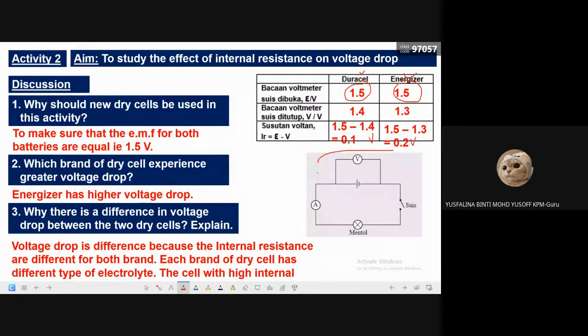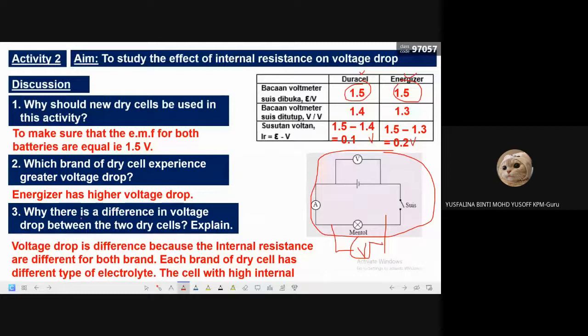And remember the connection of the voltmeter, right? When you want to investigate the internal resistance or the electromotive force, remember again, the voltmeter has to be parallel to the battery. For Ohm's law, it must be parallel to the bulb, using a constant wire. Okay, so it says here, which brand of the dry cell experiences a greater voltage drop? Of course, the Energizer, 0.2.